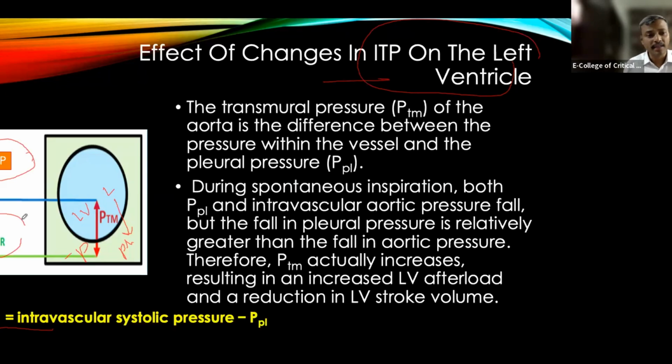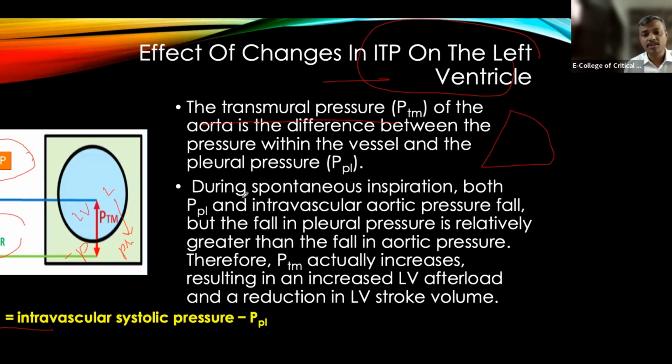Why is it important? That is the pressure which increases or decreases the afterload. If you are able to understand this, we can easily manage any patient. Very important here: the transmural pressure of the aorta. He is taking the example of the aorta here. It is the difference between the pressure in the aorta and the pleural pressure, because the pleura is next to the intrathoracic vessel. In the extrathoracic region, meaning the abdomen, it is abdominal pressure. That's it: abdominal aorta minus abdominal pressure.